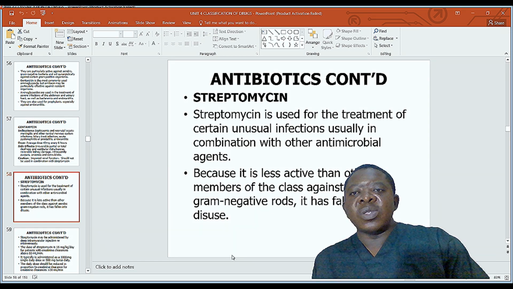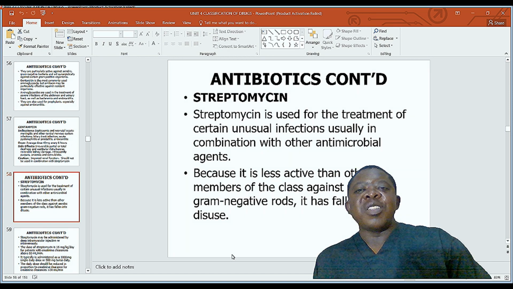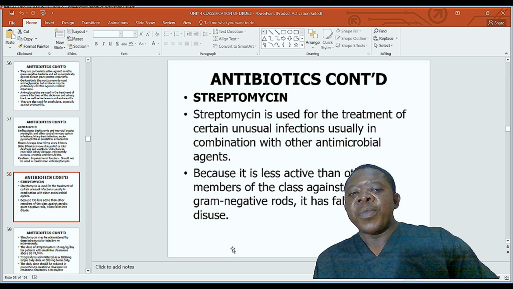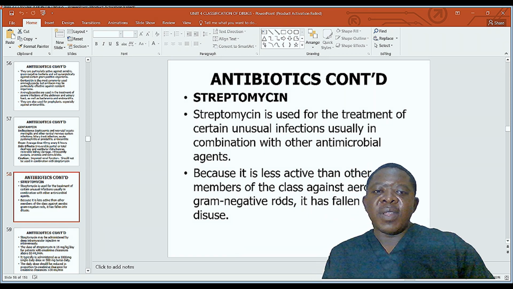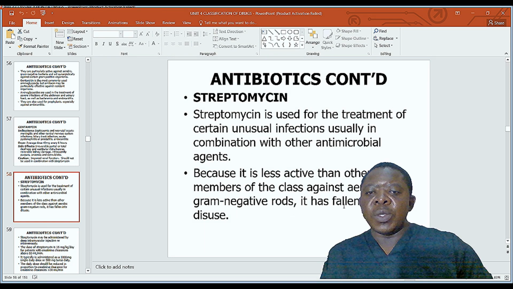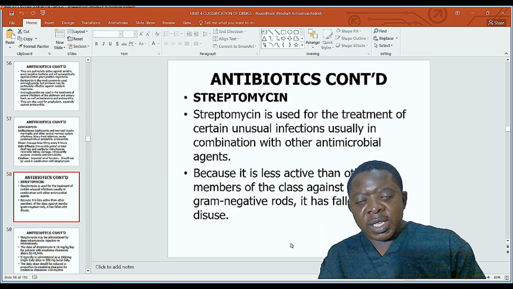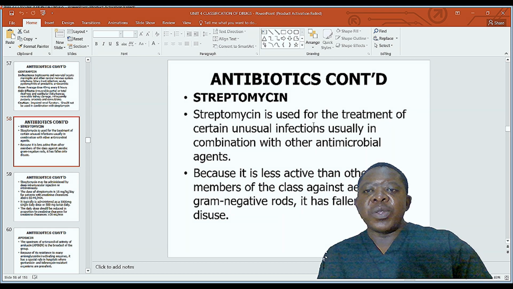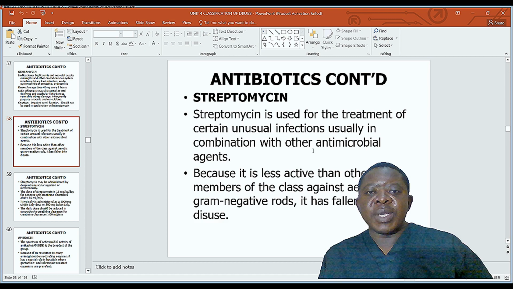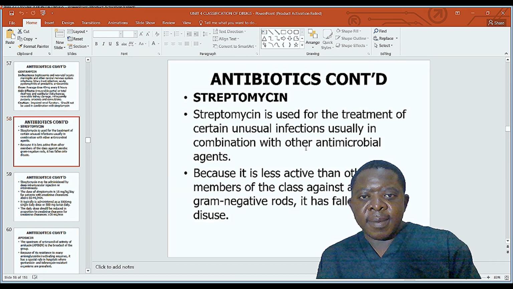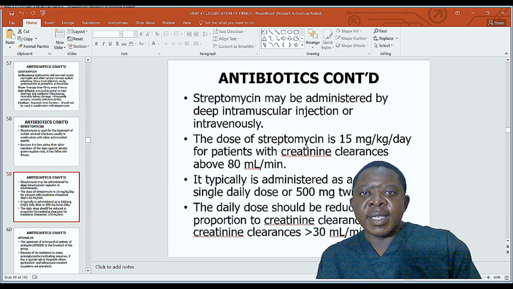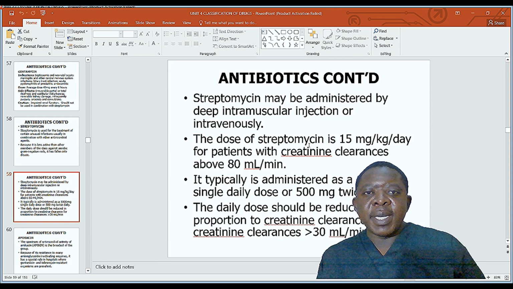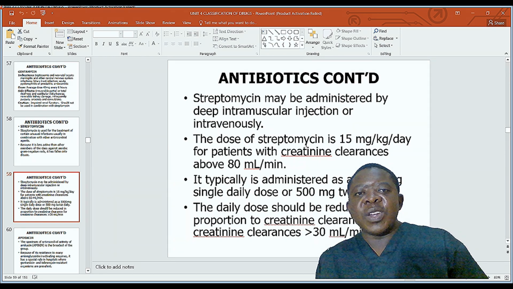Okay, so another aminoglycoside is streptomycin. Streptomycin is used for the treatment of certain unusual infections, usually in combination with other antibacterial agents. Because it is less active than other members of the class against aerobic gram-negative rods, it has fallen into disuse. It may be administered by deep intramuscular injection or intravenously.